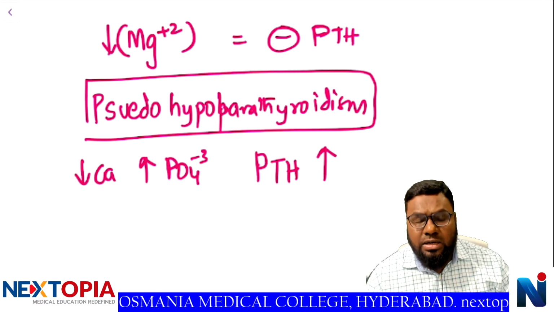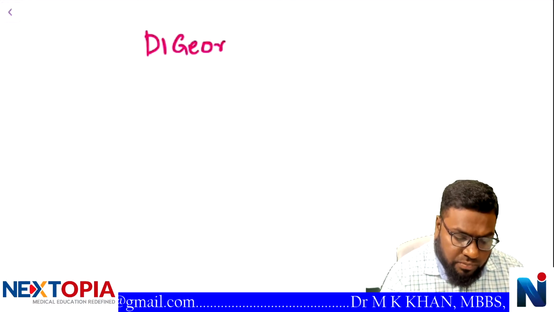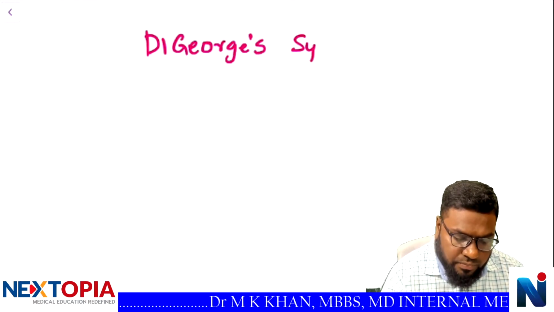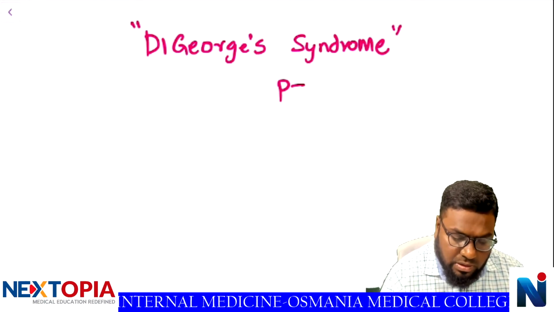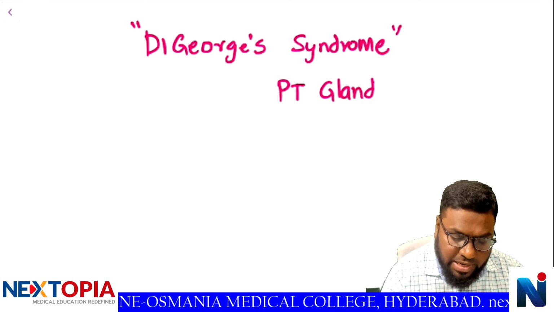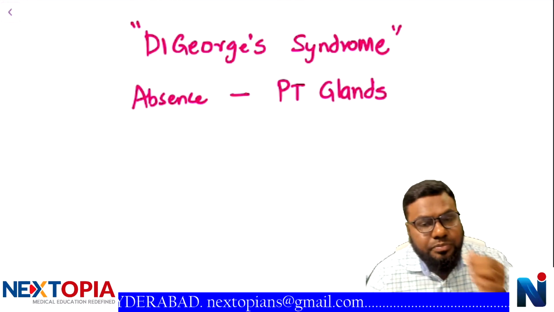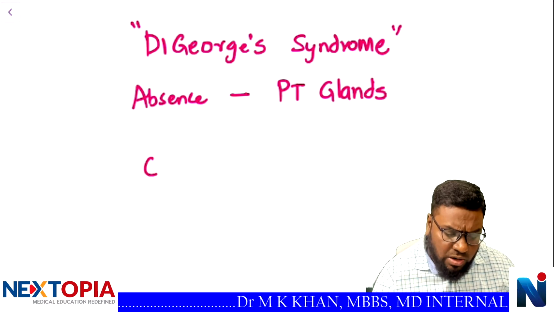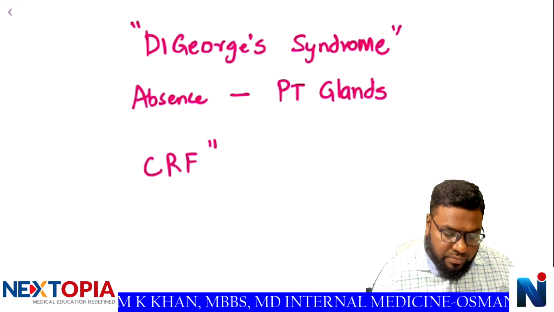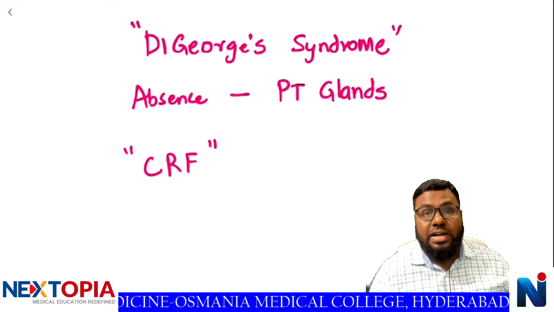There are certain disorders with congenital absence of the parathyroid gland. There is complete absence. We call it DiGeorge syndrome. In case of chronic renal failure, the patient also develops hypoparathyroidism and hyperphosphatemia.